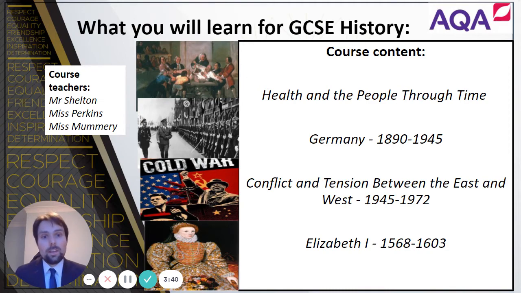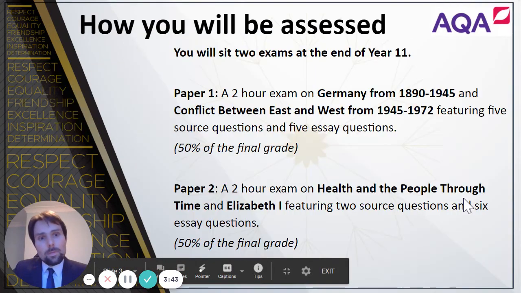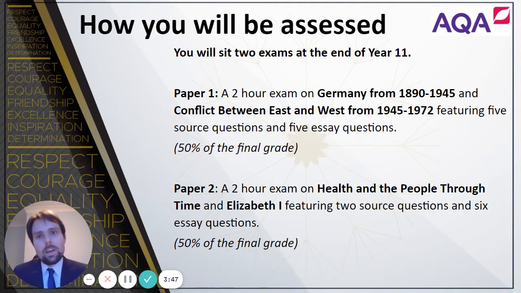events of her life. From there, if I just talk you through the way the exam would work, as it stands, it's 2 papers, which are both 50% each of the final grade. The 2 units that are on paper 1 are Germany and conflict between East and West. And the 2 units on paper 2 are health and the people through time and Elizabeth. As you can see, there are various source questions and essay questions on each of the 2 papers. So the skills for those are taught at GCSE.